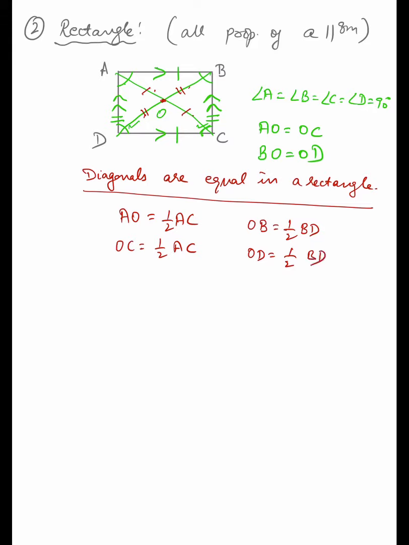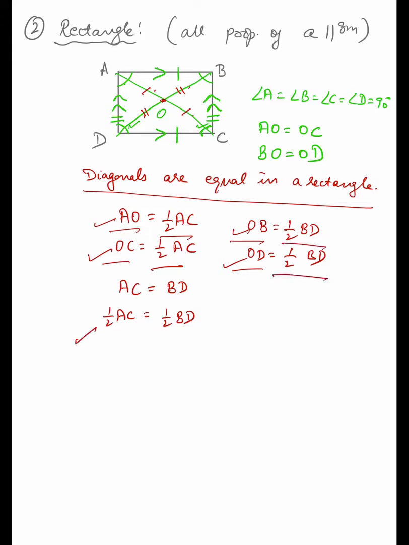Moreover, we know that AC and BD are equal because they are the diagonals of a rectangle, and the diagonals of a rectangle are equal. So if AC and BD are equal, can I say half of AC will be equal to half of BD? Right? So that means AO, OC are equal to OB and OD, because AO and OC are both half of AC, and BO and OD are both half of BD. That means I can say AO is equal to OC is equal to OB is equal to OD in case of a rectangle.